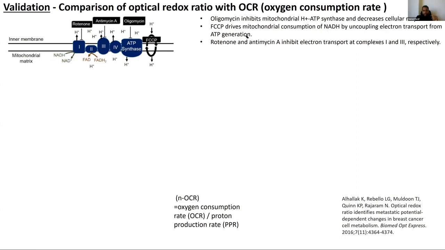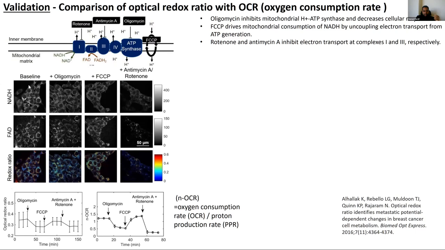You could add FCCP, which is going to stop basically mitochondrial consumption of NADH by uncoupling the electron transport from the ATP generation. And then you have rotenone and antimycin A, which basically stop complex 1 and complex 3. So all of these changes would affect your metabolic behavior.